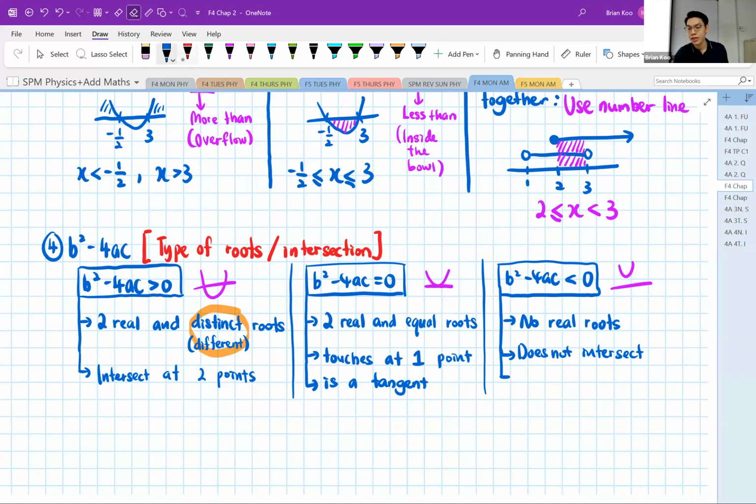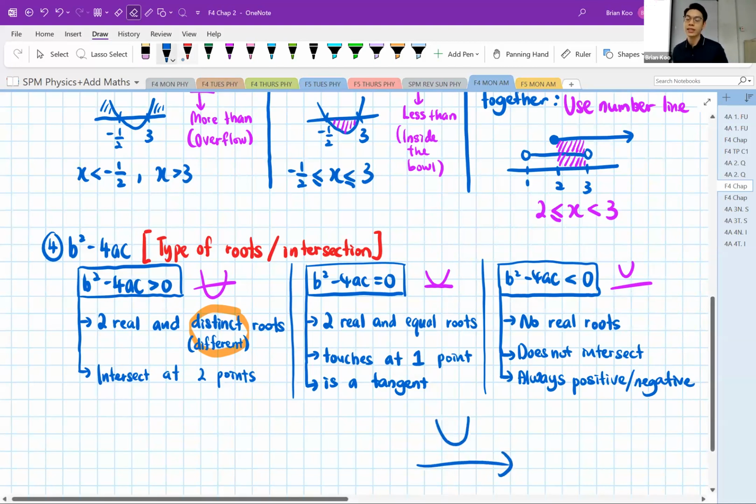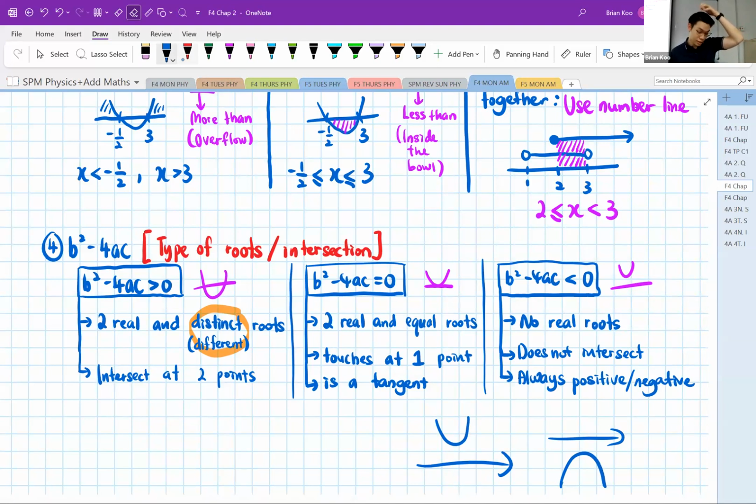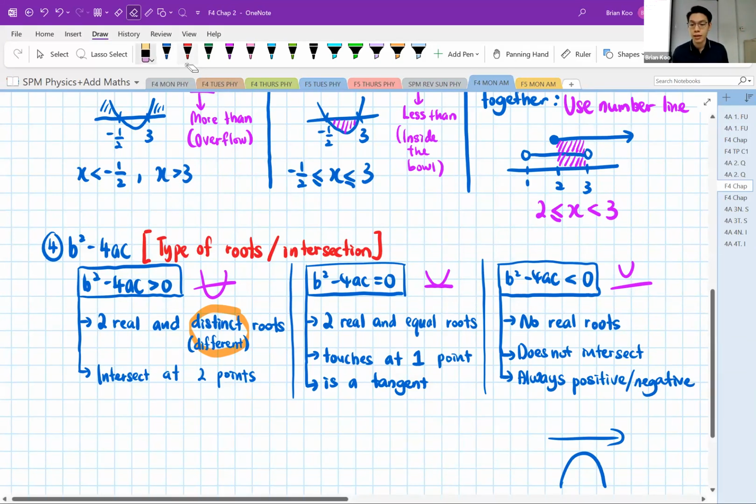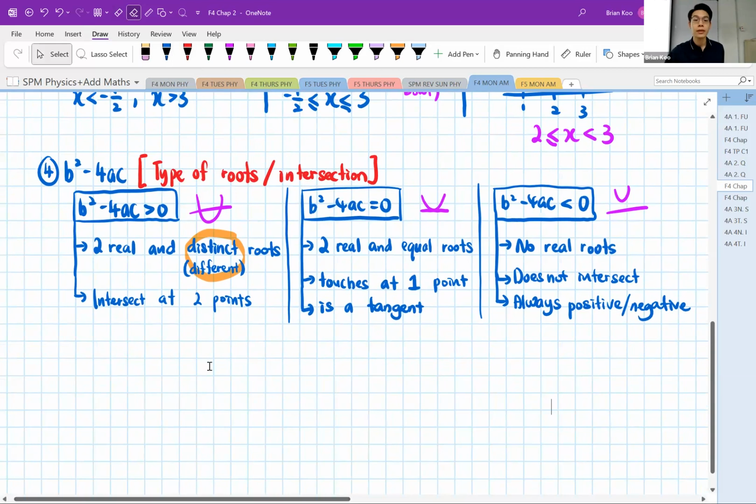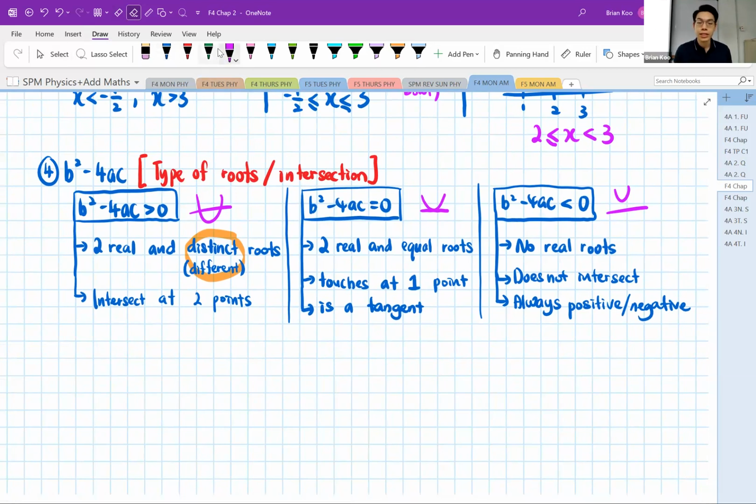Got one special one, we say always positive or always negative. That means the graph always floats above the x-axis or always floats below the x-axis. It just doesn't cut the graph. Okay, I know there's one more, this is extra.